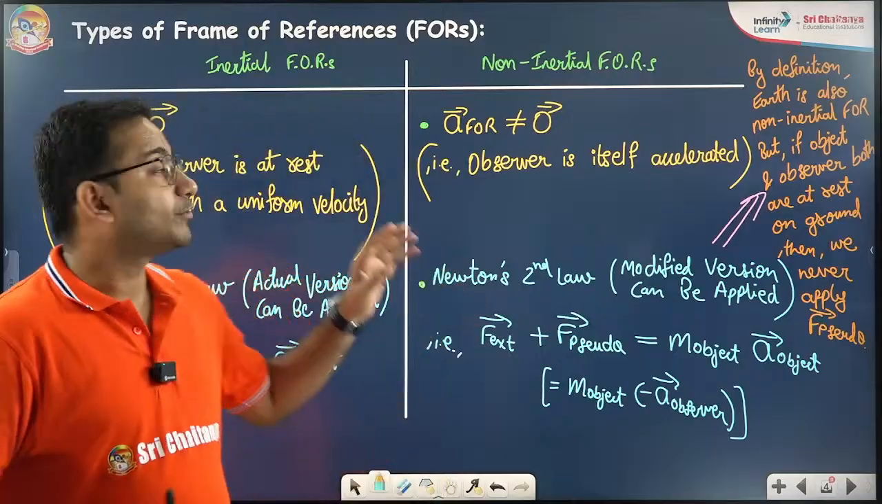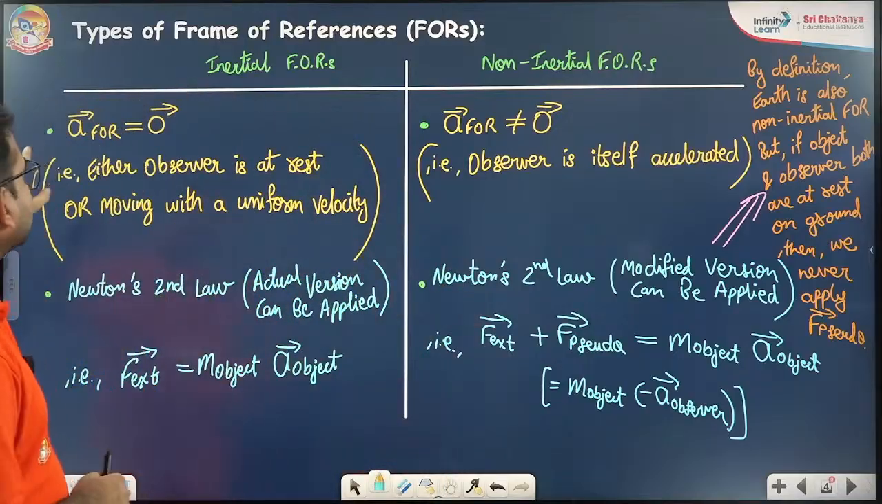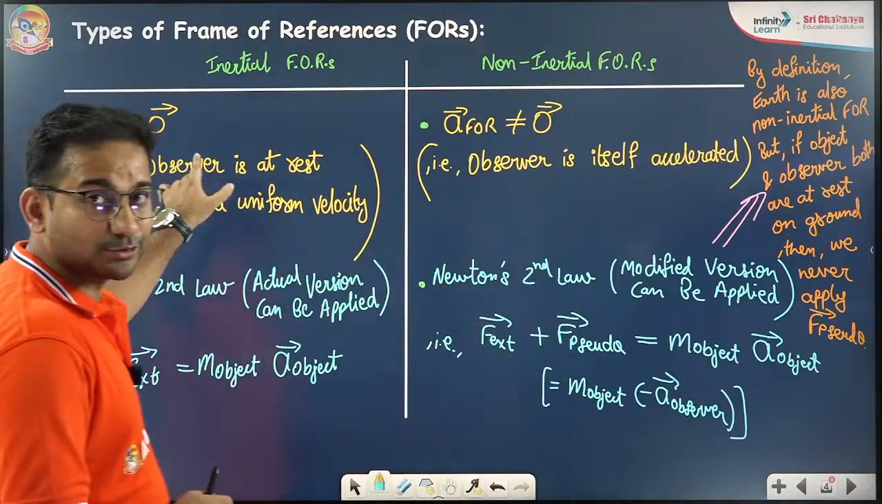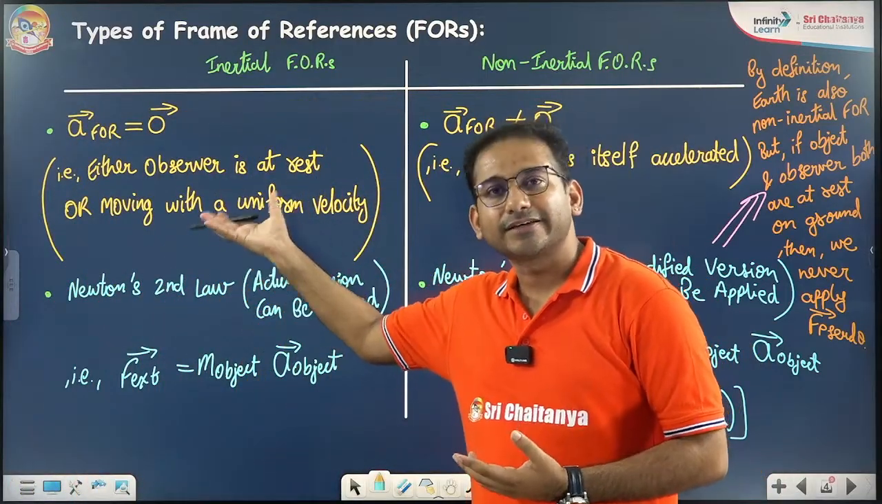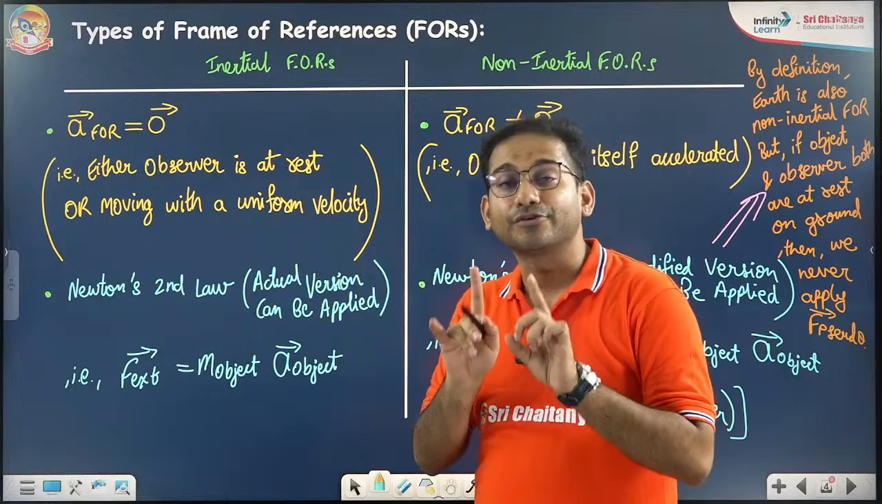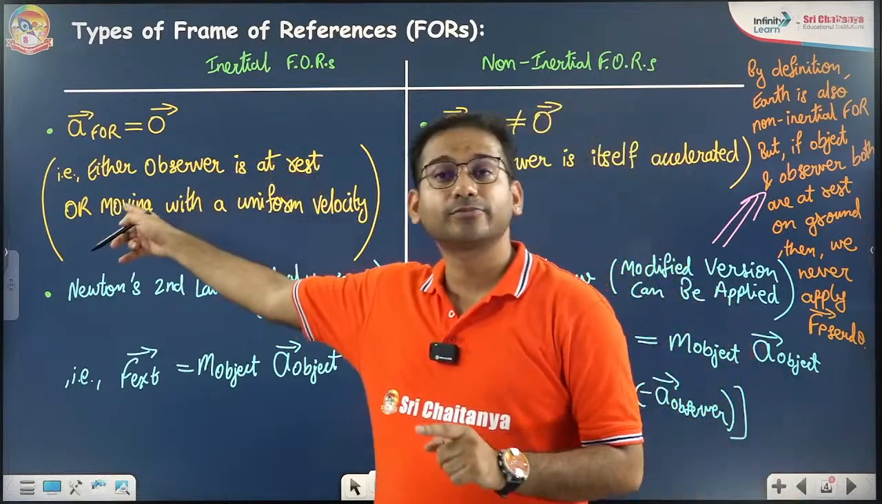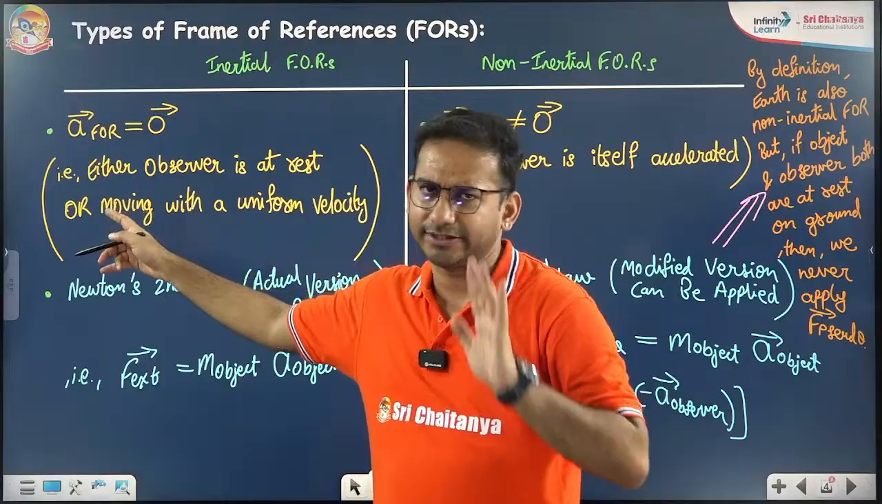Inertial and non-inertial frame of references. These are two types of frame of references. Inertial frame of references are those which are not accelerated, which means either the observer is at rest or maybe moving in any direction with uniform velocity. It's not necessary it has to be at rest. It may be moving with uniform velocity as well.